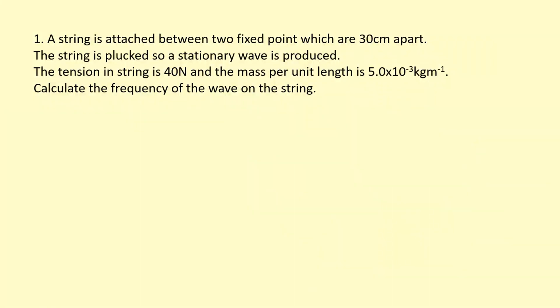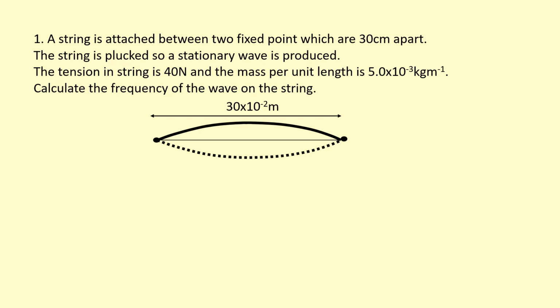Question, we have a string attached between two fixed points which are 30 centimeters apart. The string is plucked, so the stationary wave is produced, and the tension in the string is 40 newtons, and the mass per unit length is 5.0 times 10 to the minus 3 kilograms per meter. Calculate the frequency of the wave on the string. So I'm going to draw a diagram here, and I've drawn the fundamental or the first harmonic here because the question doesn't tell me, so I just assume it is that one. Okay, and they've got the distance in meters there.